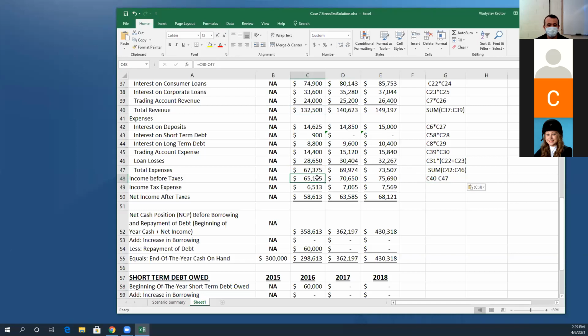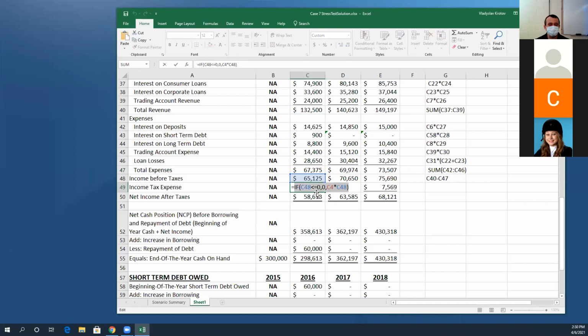So this is income before tax, right? C40 minus C47, that's the formula. Now, after that, we'll calculate income tax expense. So this is the formula, it uses an if statement.